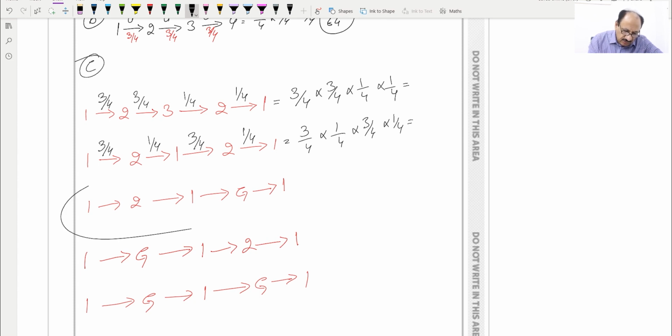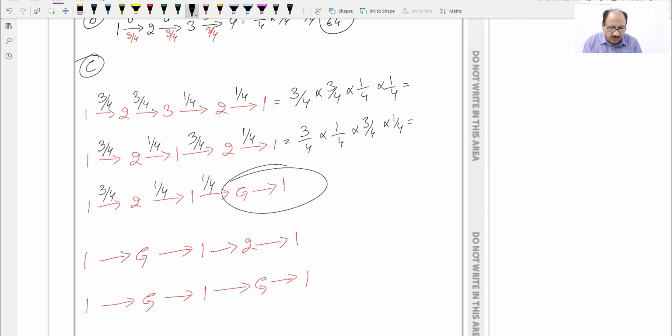Now for this third one, from first floor to second floor will be up, so 3 by 4, then down 1 by 4, then again down will be 1 by 4, and from ground floor to first floor it's going up, but probability will be 1. Why not 3 by 4? Because it is having only one option, that it can move from ground floor to first floor. It's having only one option, so we will be writing here 1. This is what you need to understand.